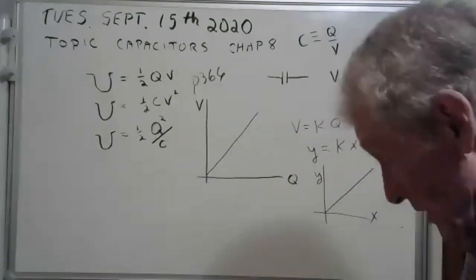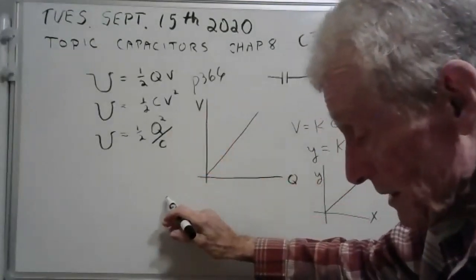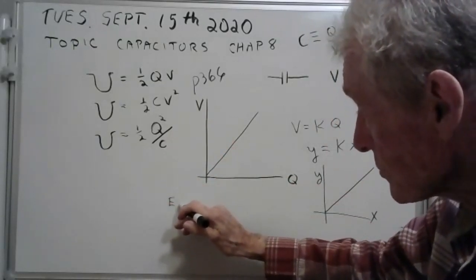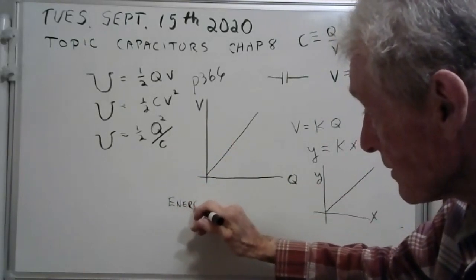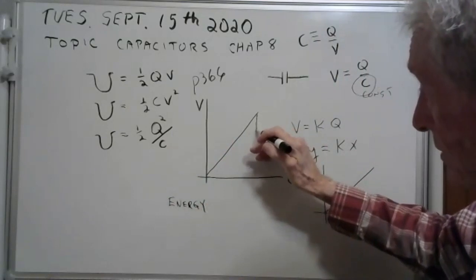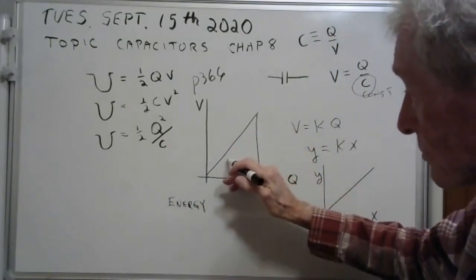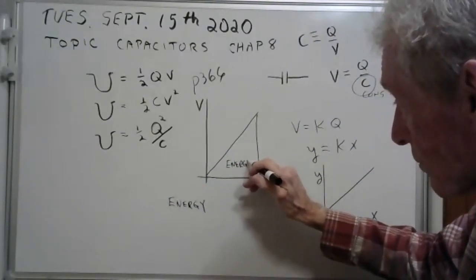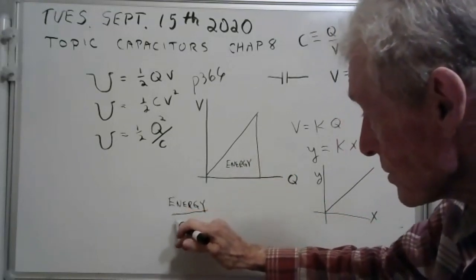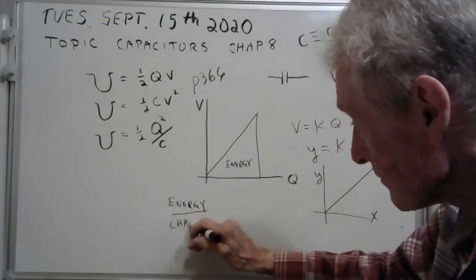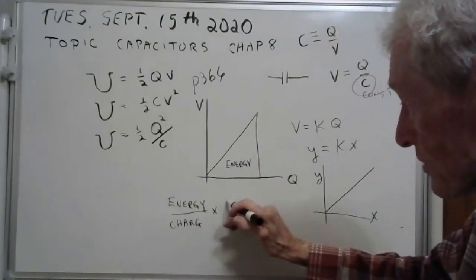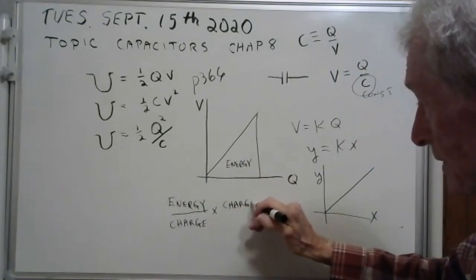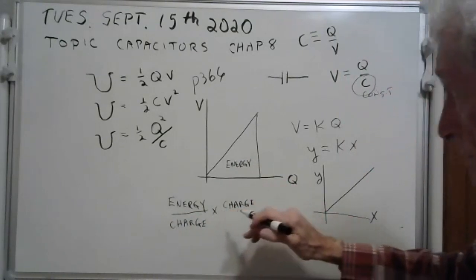Now remember what voltage is. Voltage is energy per charge. And what you're doing is you're taking energy per charge. What I'm trying to tell you is that the area underneath this graph is equal to your energy. And then I can show you where these equations come from. See, what voltage is, energy per charge. And if you multiply by charge, guess what you'll get? The charges cancel, you'll get energy.